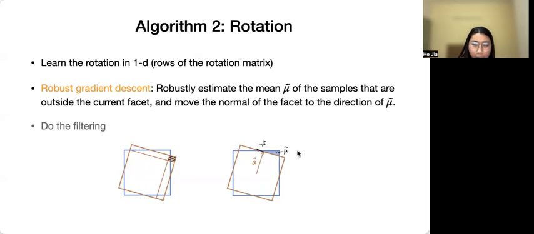So this acts as some gradient of the loss function. The loss function is how many points are outside our cube in this direction. And we use this mu tilde as the gradient. We move towards the minus mu direction.